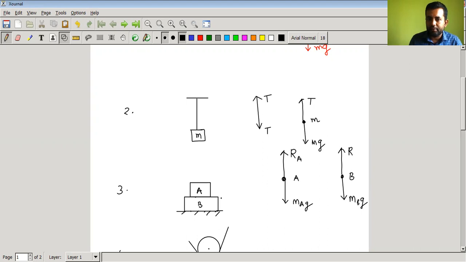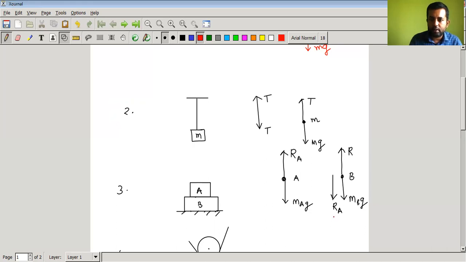What about A? So you know that A was feeling a force upward in this direction due to B. So according to Newton's third law, A will also exert a force downward on B. So what is going to happen? There will be a force in this direction, which I am writing as RA.